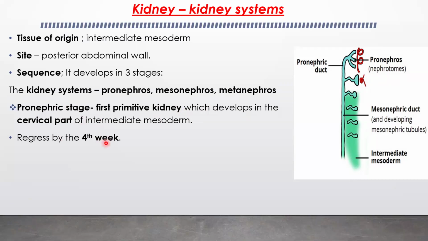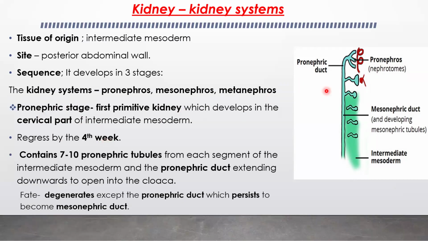Why? Because they usually don't have a glomerulus. And another reason why they usually regress is that they are not the permanent kidneys. Usually 7 to 10 of those. So you usually don't have excretory tubules, but usually have the collecting duct. So you have pronephric tubules, and yet you don't have the glomerulus, the Bowman's capsule.